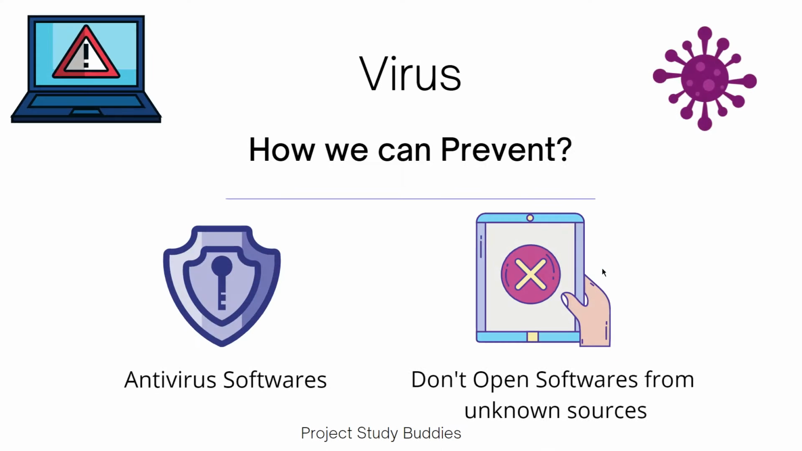Alright, so how can we prevent viruses? You can consistently update your antivirus software to get better performance, so that the antivirus software knows what the trends of viruses are. And do not open or download software from unknown sources, as you don't know if they have viruses or malware when you download them.